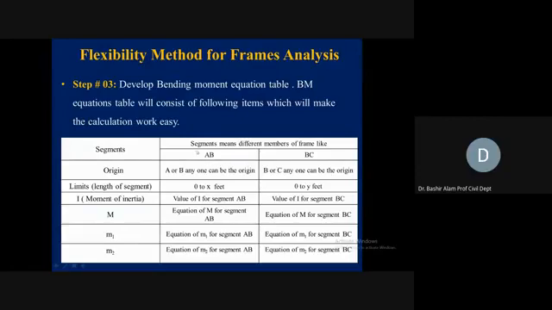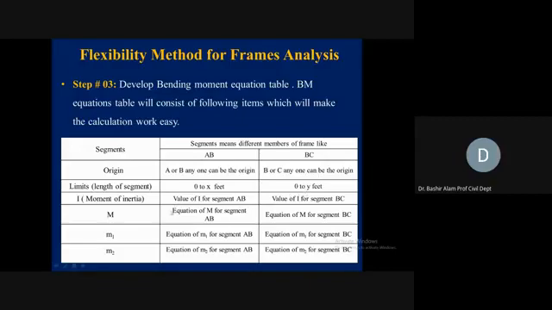Now here we are writing the segment. Origin, let's say from A to B or B to A, where you are taking your origin and how you are going to progress. Limits, that is the starting point and ending point where this equation is going to be applicable. I, whether it is I2, I1.5, I, you need to put the value. Similarly, for the other segment BC you need to do this.